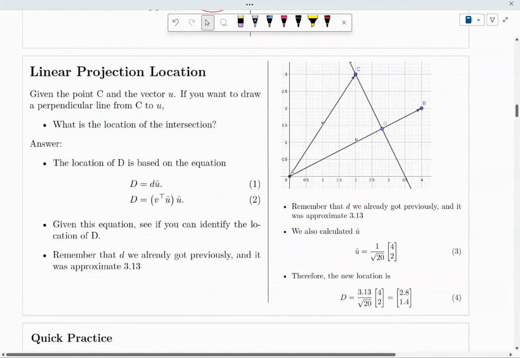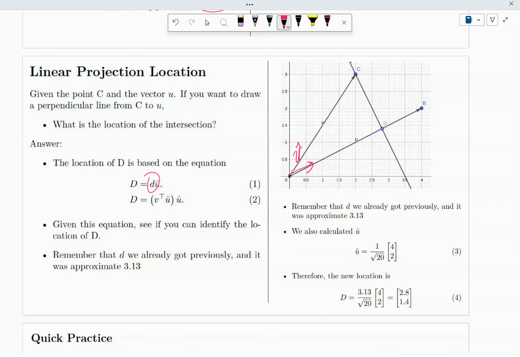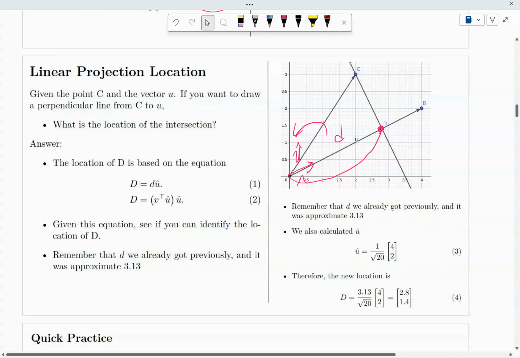Now, once you know the distance, right? If you know u hat, and you know the distance, remember u hat is length 1. So if you want to find the point D, it's simply the distance times u hat. Distance times u hat. And that gives us the point D. Okay, so that's how you simultaneously find the distance as well as this exact point of intersection.